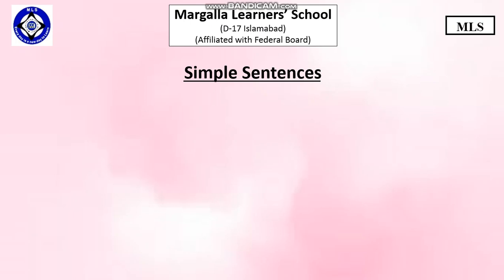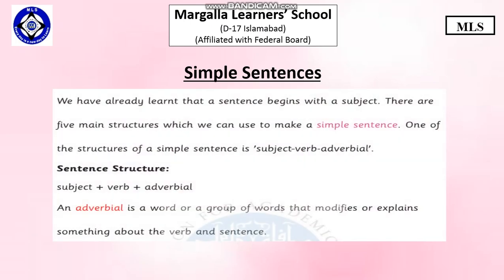So, we have already learned that a sentence begins with a subject. There are five main structures which we can use to make a simple sentence. One of the structures of a simple sentence is subject, verb, and adverbial. So, let's see what an adverbial is.